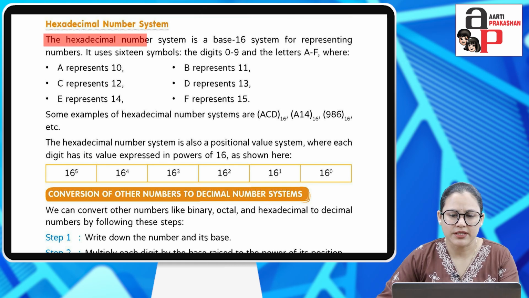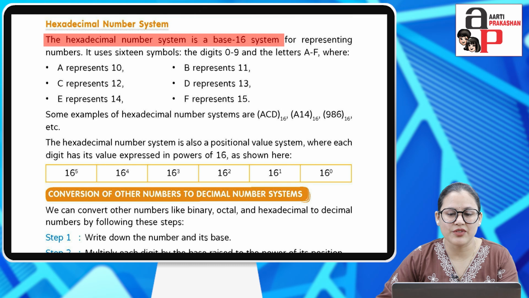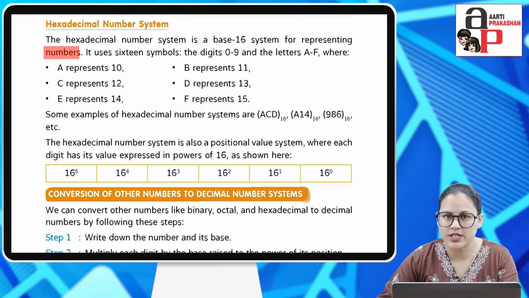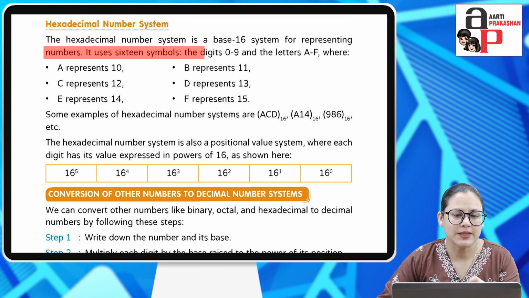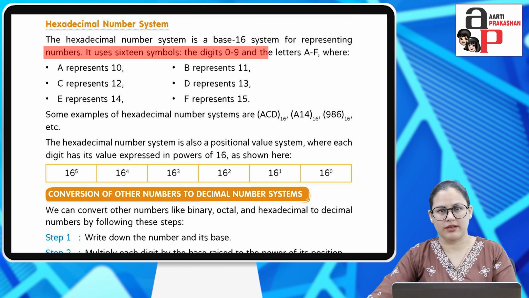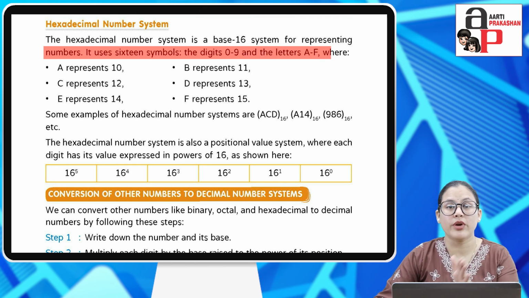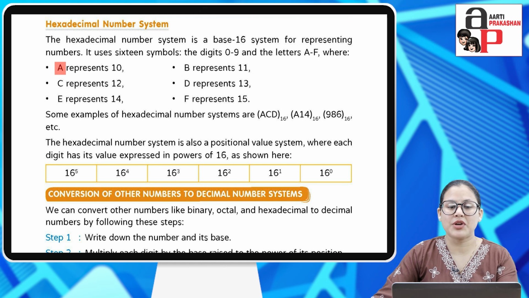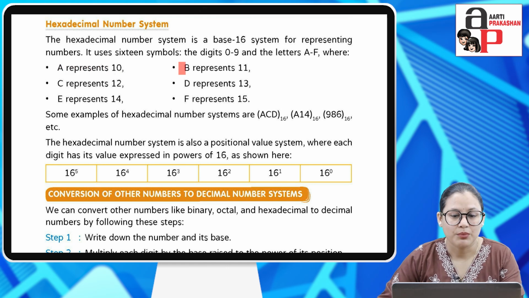The hexadecimal number system is a base 16 system for representing numbers. So here, what is the base? 16. So it uses 16 symbols, the digits 0 to 9 and the letters A to F, where A represents 10, B represents 11, C represents 12, D represents 13, E represents 14 and F represents 15.